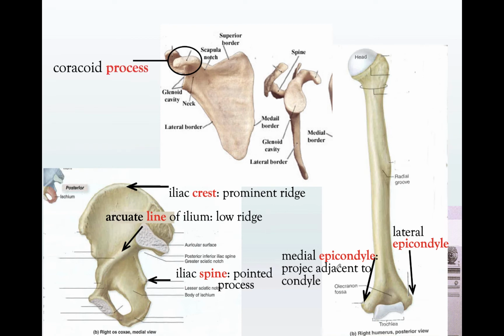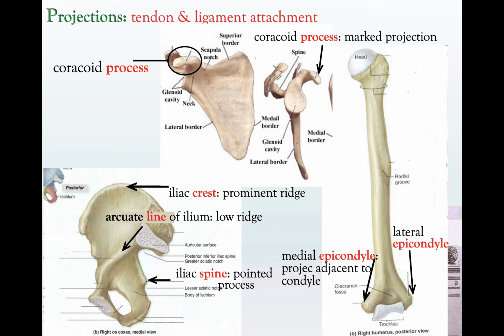Okay, and here we have what's known as the coracoid process. We're looking at the front view of the scapula. And here we're looking at a side view of the scapula, and there again is the coracoid process. And this is a marked projection. You can see it's projecting away from the body of the scapula. Here's another one. This is actually the acromion process. And so here you can see it from the front, and here again you can see it from the side. And so again, we're looking at these projections. These projections provide attachment sites for both tendons, which attach muscle to bone, and ligaments, which attach bone to bone.